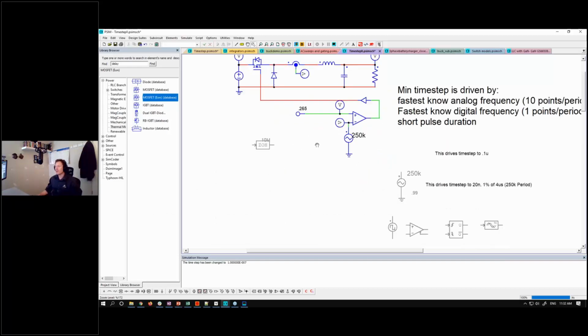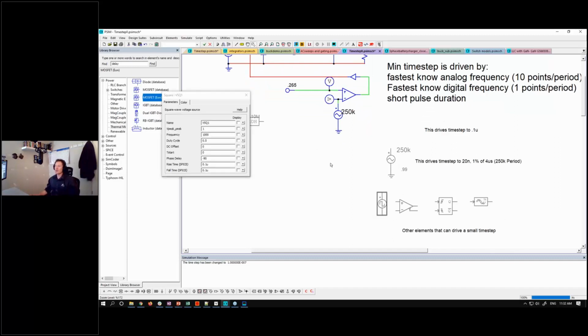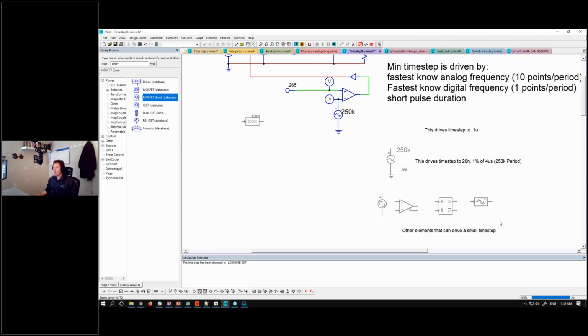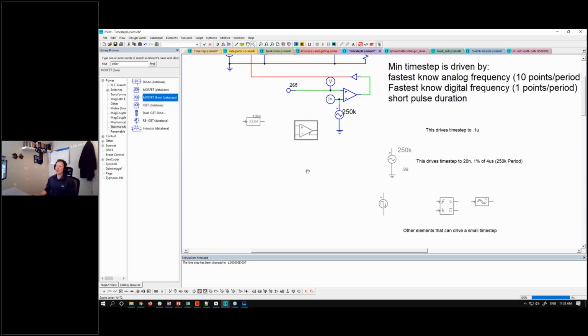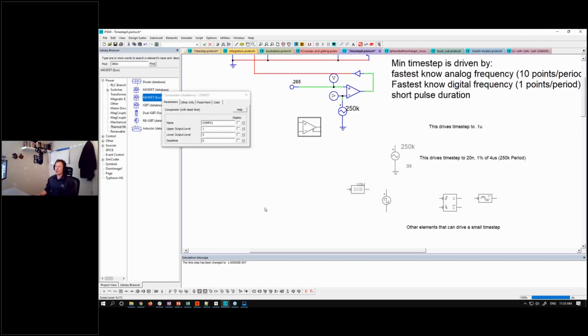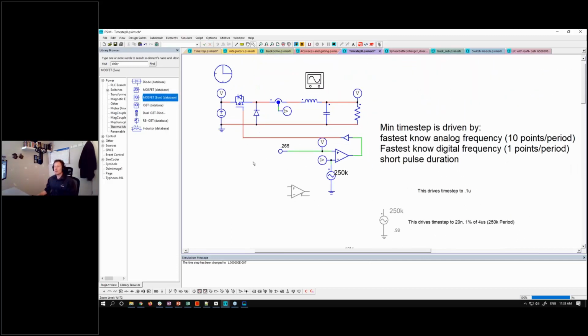Other things that this will impact: if you start using square wave sources and put tiny duty cycles in here, that's going to drive minimum time step. If you start using dead time, this is going to drive small time steps. Monostable flip-flops, if you start putting small pulse widths or small delays in here, you need to be cognizant that small pulses are going to create small time steps. The typical issue is when people start playing around with dead time. You don't need to simulate with dead time if you're simulating with ideal switches.